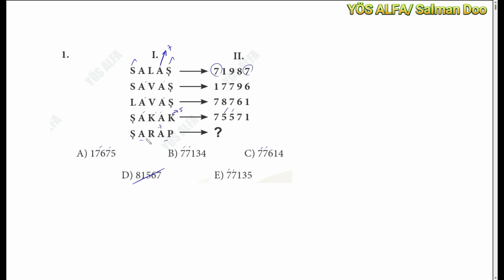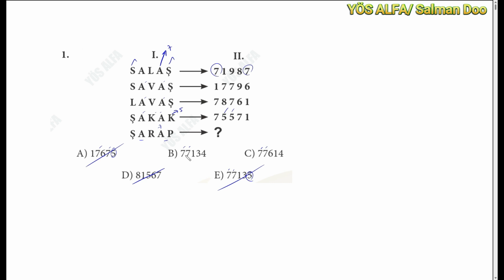And in the given word, we don't have 5. So in the given answer choices, we shouldn't have 5 either. This one has 5, so let's eliminate this one. And this one also has 5. Eliminate this. So we're left with only two choices.